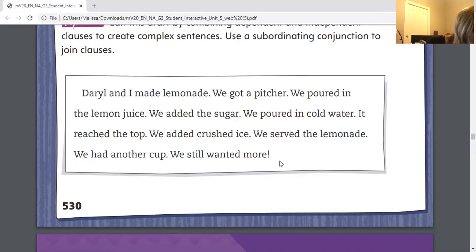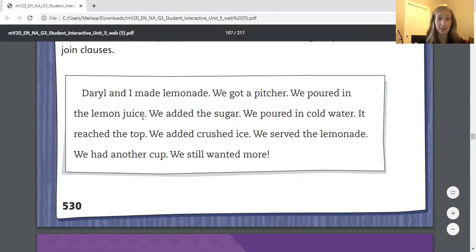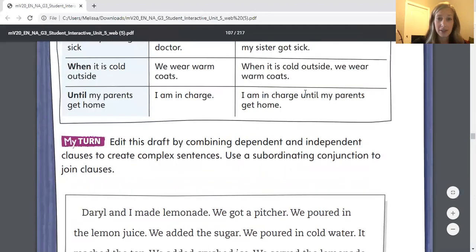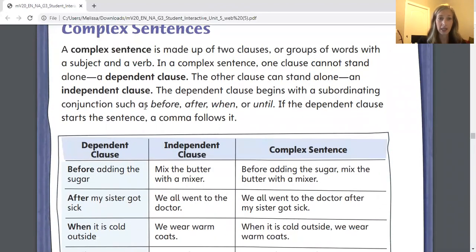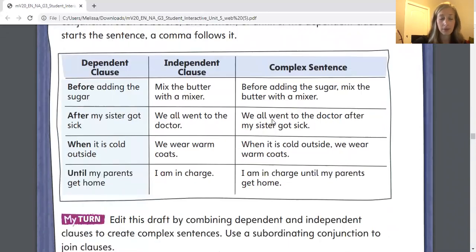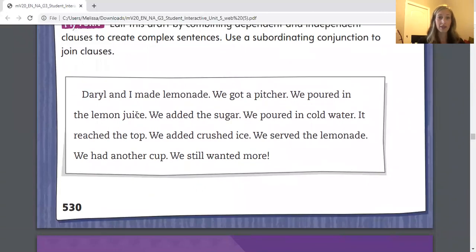So for example, Daryl and I made lemonade. I could probably leave that as is. We got a pitcher. I could also probably leave that as is. But I could say we poured in the lemon juice before we added the sugar. So if I wanted to use a subordinating conjunction from our examples, you can use before, after, when, or until. I could go ahead and say we poured in the lemon juice, comma, cross out this W to make it lowercase and say before we added the sugar, okay?